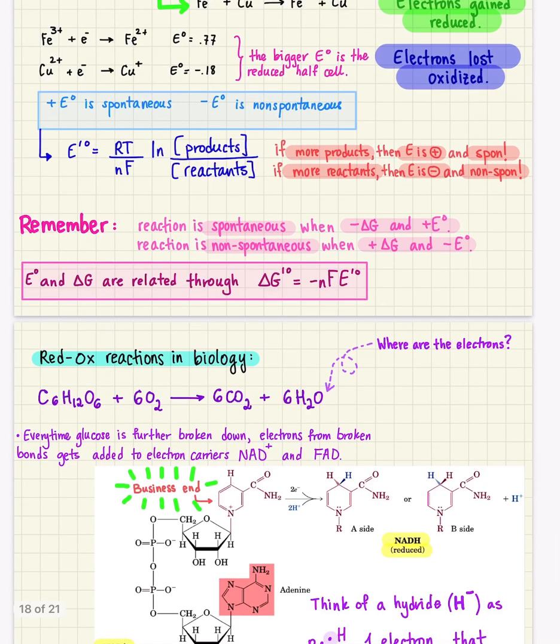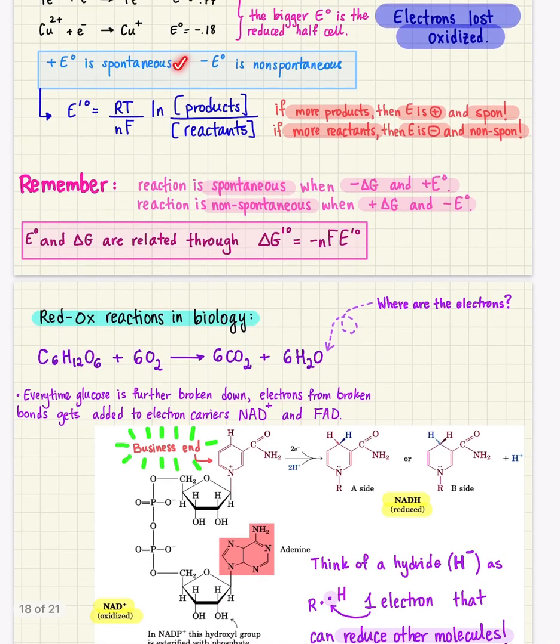Now, it is important to note that a positive half-cell potential means that your reaction is spontaneous, and a negative half-cell potential means that it is non-spontaneous. This can get a little confusing because, as you remember, when we talked about delta G's, we said that a negative delta G is for a spontaneous reaction, and a positive delta G is for a non-spontaneous reaction. But over here, it is the opposite.